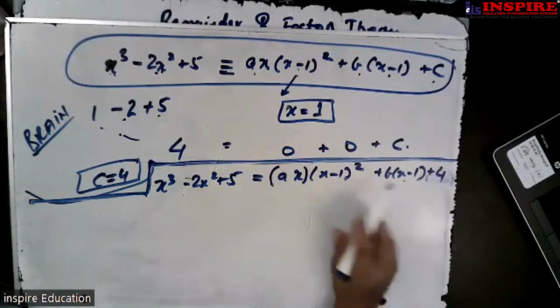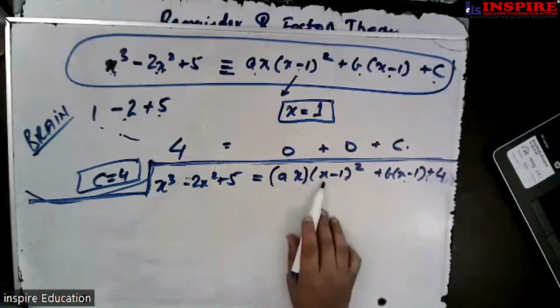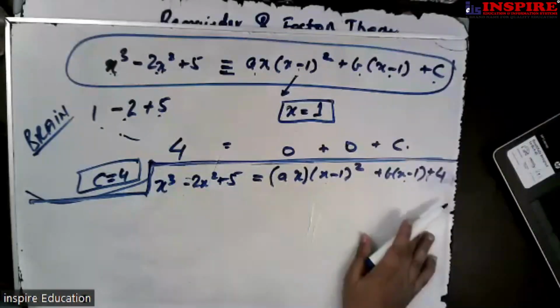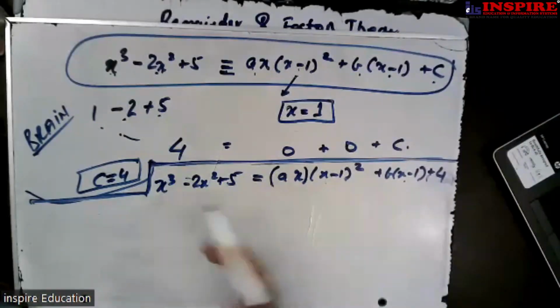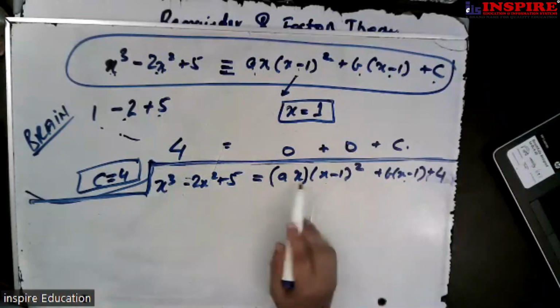I look at this guy. If I plug x is equal to 1 again, I'll get the same thing. I'll get my C again. 4 is equal to 4 will come. No benefit. Now what will we do?